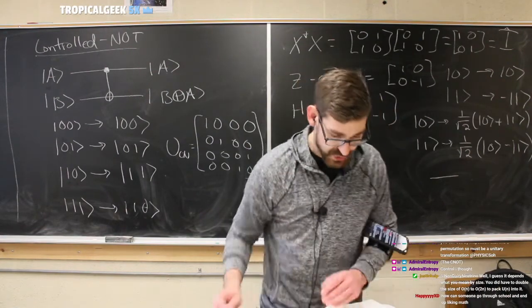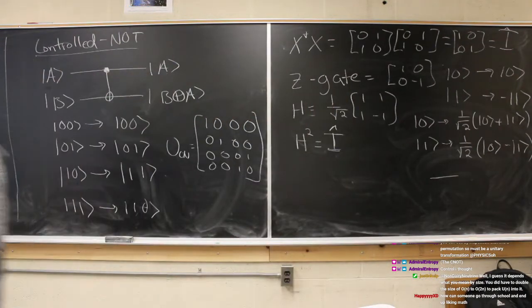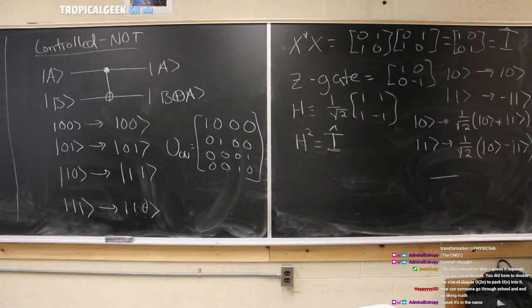Control, that's it, the control. Yeah. Okay. You can see by inspection that it is a permutation, so it must be a unitary transformation. Yes. Interesting. That's a clever way to think about it. I didn't think about it that way. It's in the name.